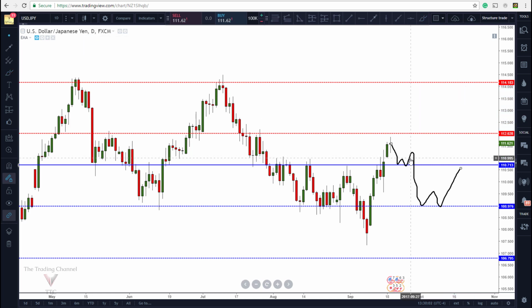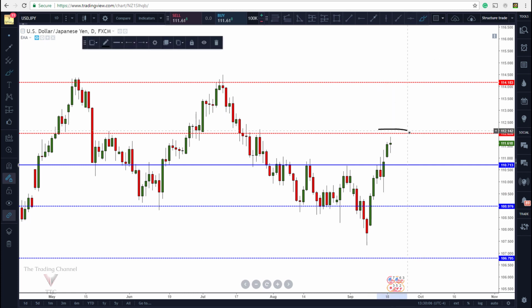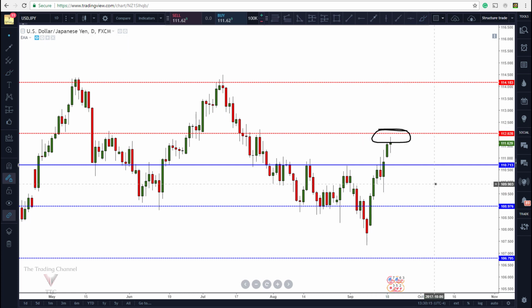So as for the immediate future, we're waiting to see if this dollar yen pair can give us some type of entry reason up here a little closer to the 112 area. So that's what we're looking at here on the dollar yen.